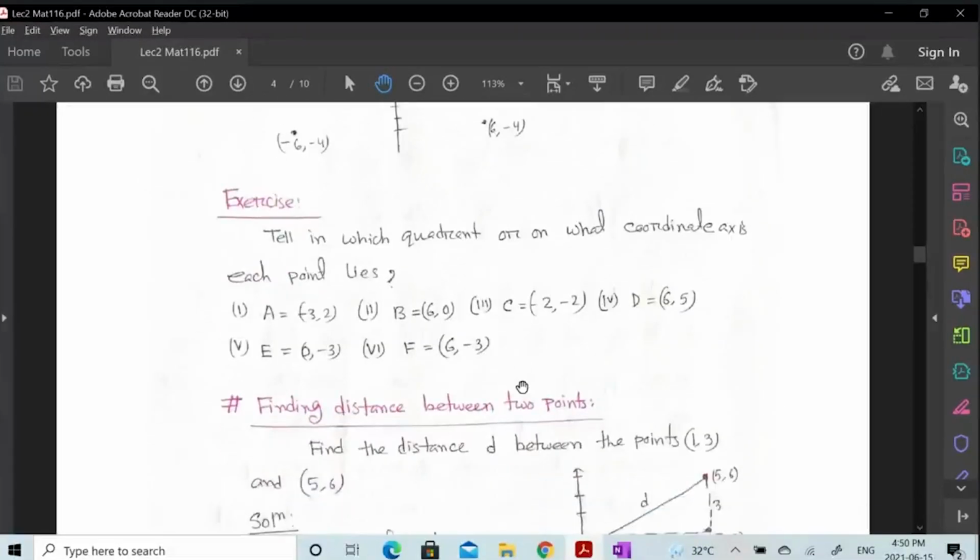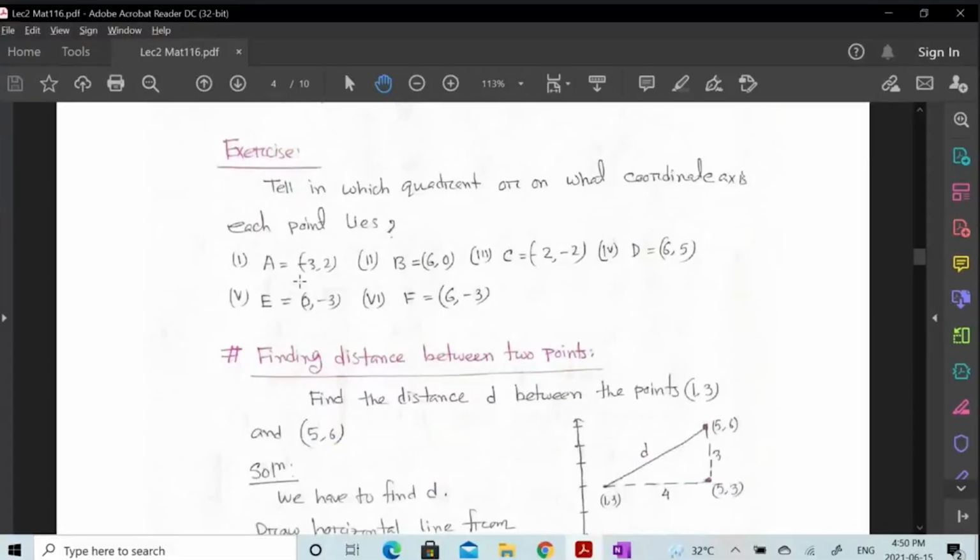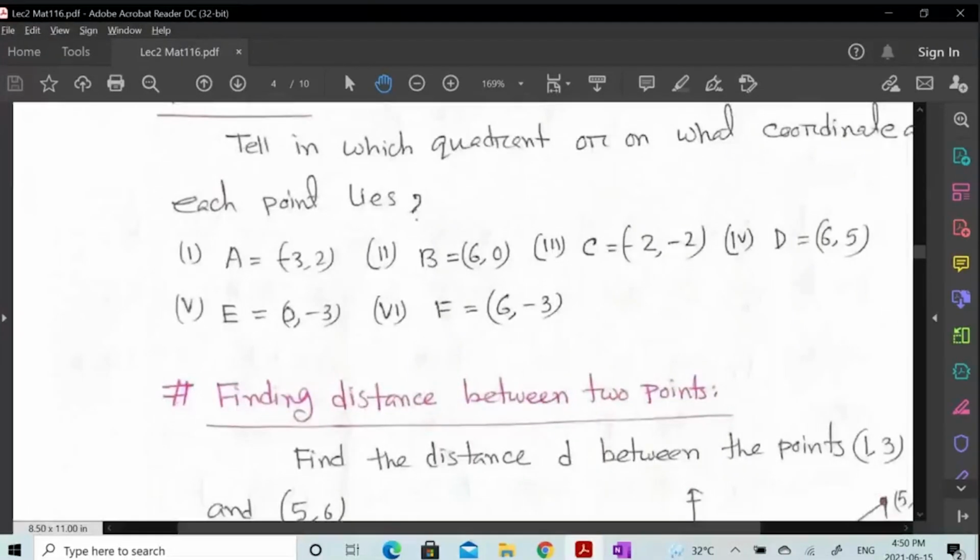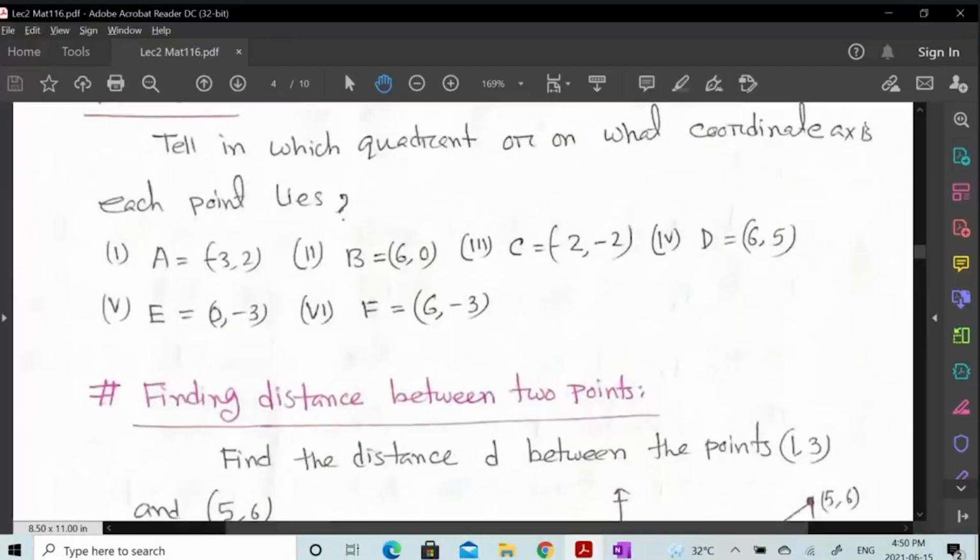Now you guys are going to tell me about this. Where is A going to lie? Second quadrant. What about B? First quadrant. No, look at it carefully. It's on the x-axis. What about C? Third quadrant. All are negative. Third quadrant.